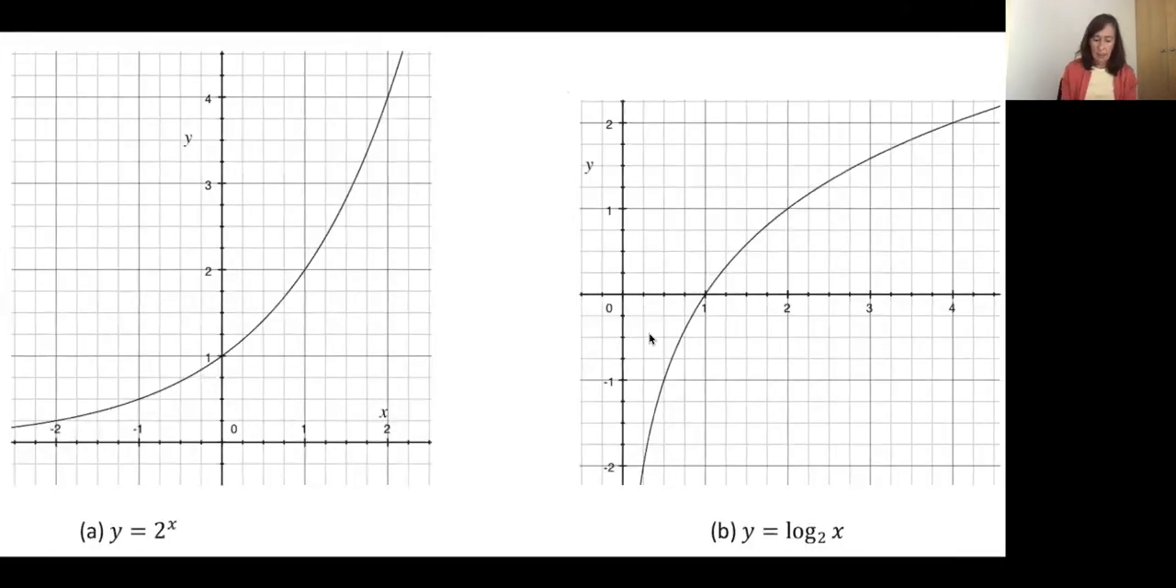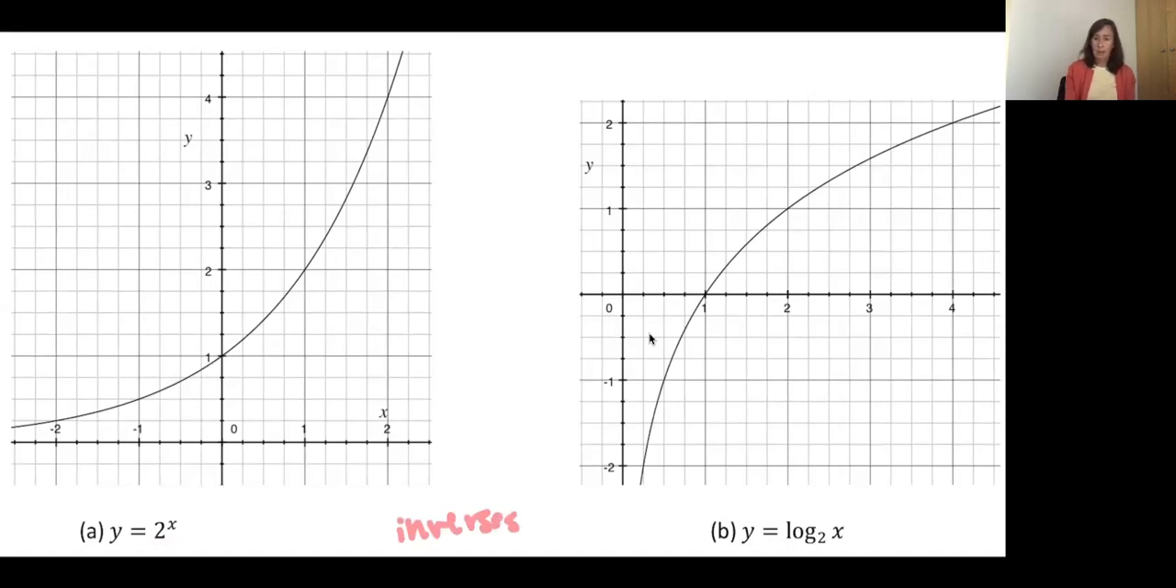So let's look at graphs here. I've got a graph of an exponential function and a graph of a log function. These are the base 2 exponential function and the base 2 log function. And I'm asserting that these are inverses of each other.